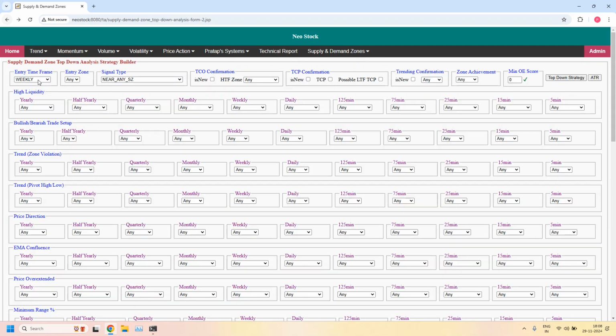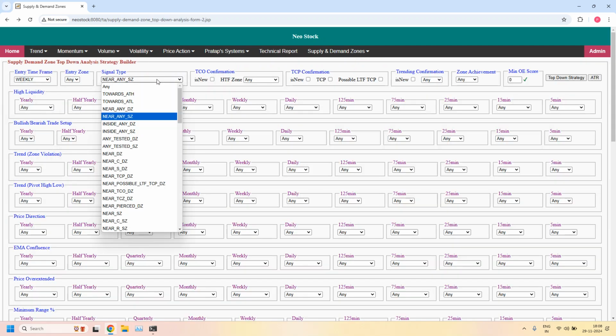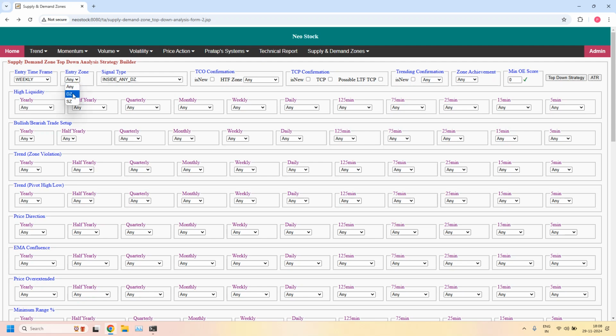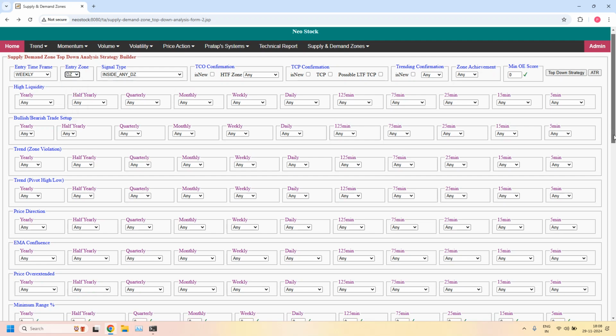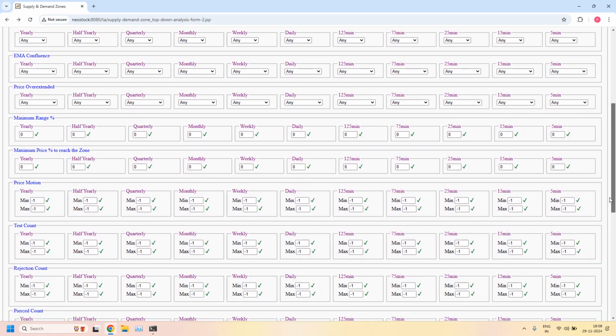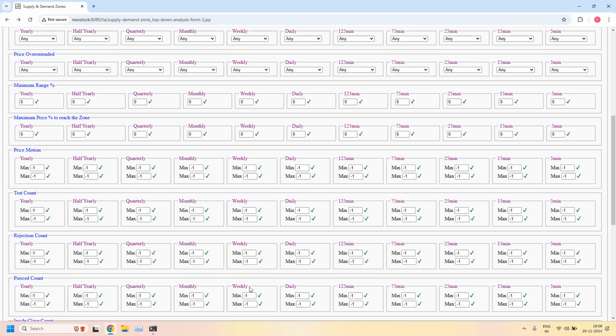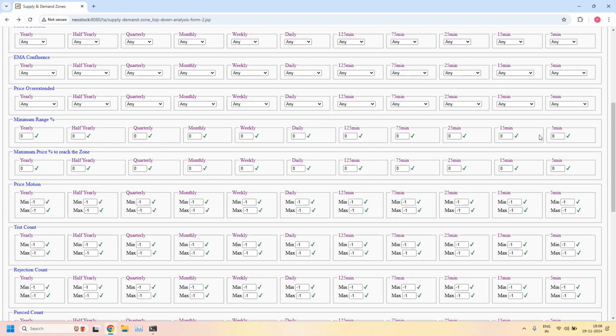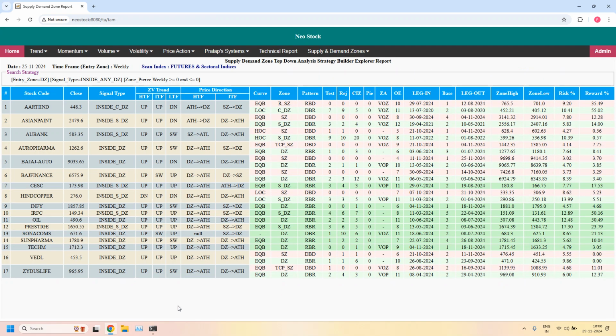Okay, next weekly time frame, price closed inside weekly demand zone. These weekly demand zones should not be pierced. So in the pierced count at a weekly time frame, minimum value 0, maximum value 0. That means weekly demand zones are not pierced. We got 17 stocks.